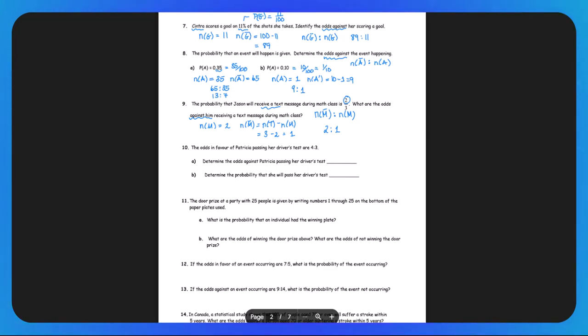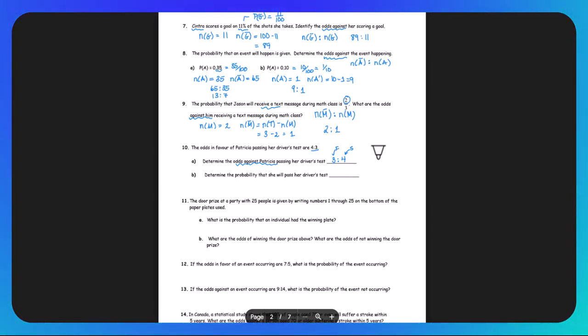Let's look at number 10. The odds in favor of Patricia passing her driver's test is 4 to 3. It's asking us to determine the odds against Patricia passing her driver's test. Now remember, when we want to go from odds in favor to odds against, we simply just have to flip this around, because now we have the failure to the success. So that's failing and that's succeeding.